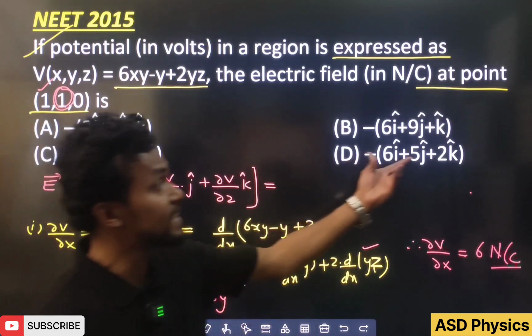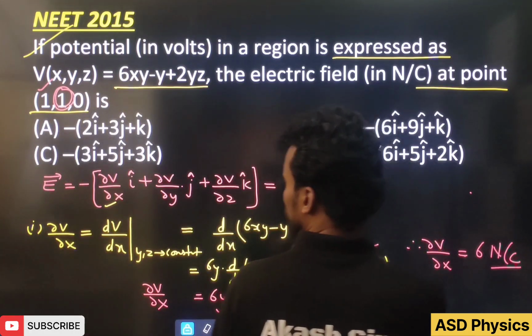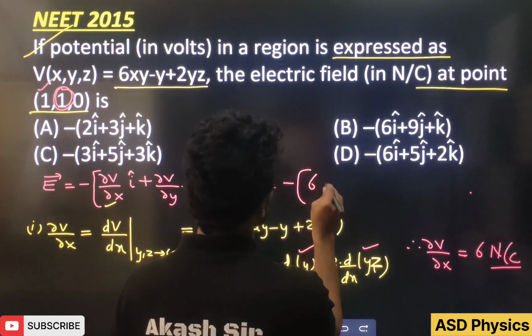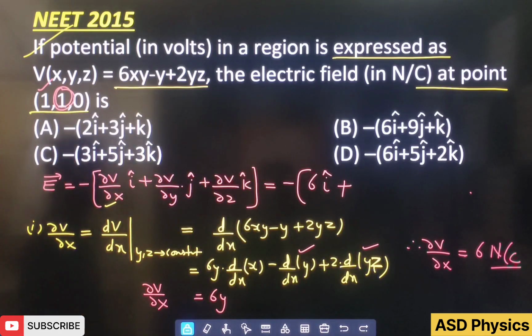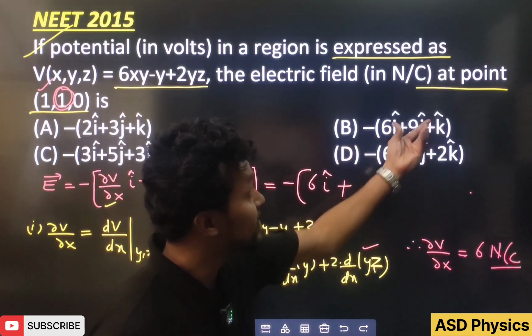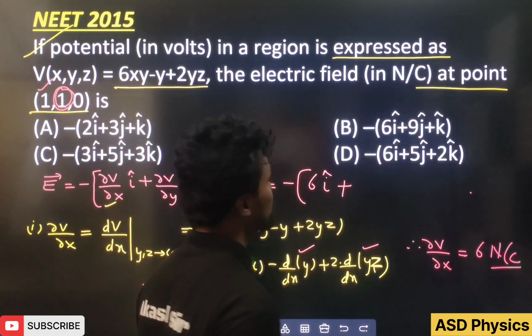So even by checking the options also we can get it. The options we have got for del v by del x, na. So which option is correct here? If you put the value here, see, minus 6 i cap plus, so where is del v by del x 6 matching here? See, this one, this 6 is there, but after that we have to calculate del v by del y also, because here 9, here 5, so further also we have to calculate.